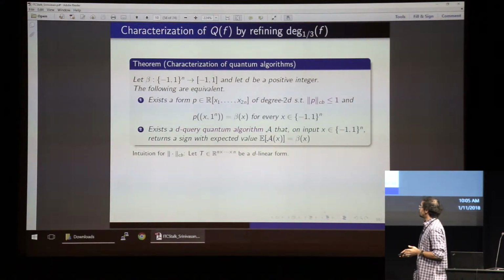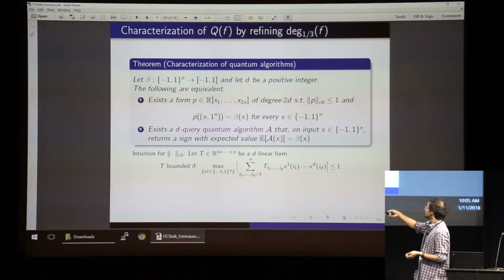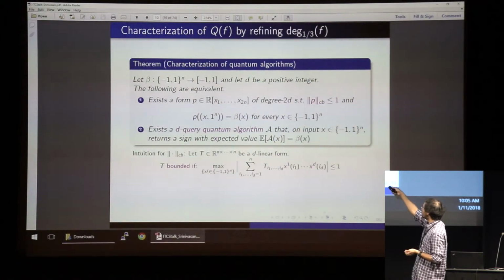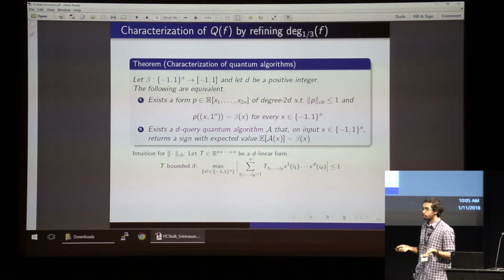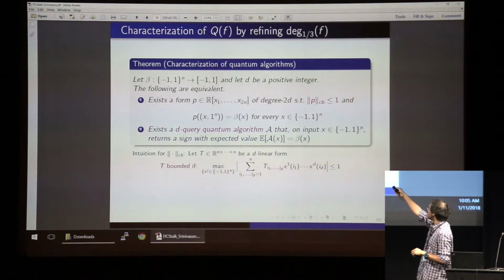So let's just look at a tensor T. Let it be a D-linear form. And we say T is bounded if this quantity is satisfied. You take the maximization over all n-bit strings, taking D of them. If you evaluate the polynomial on x1 to xd, and this quantity is at most 1, we say T is bounded. And what I mean by completely bounded is I'm going to replace these bit strings x1 to xd by unitary sequences.